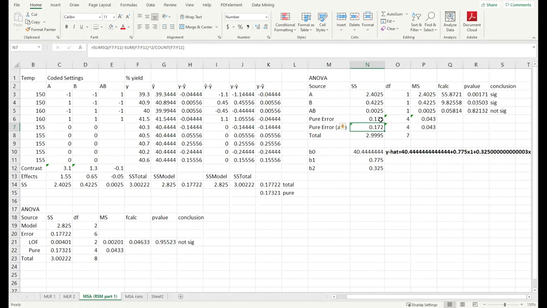So if I do the calculation, it's 40. Ito mga values ng center point runs. So sum of squares niyan minus yung parang correction factor using center point runs alone. So that's sum square F7 to F11 minus sum ng F7 to F11 squared divided by yung number of center point runs. Okay? So yan yung value na yan. So yan yung actually ginagamit din natin pag nagto-total tayo, tama?